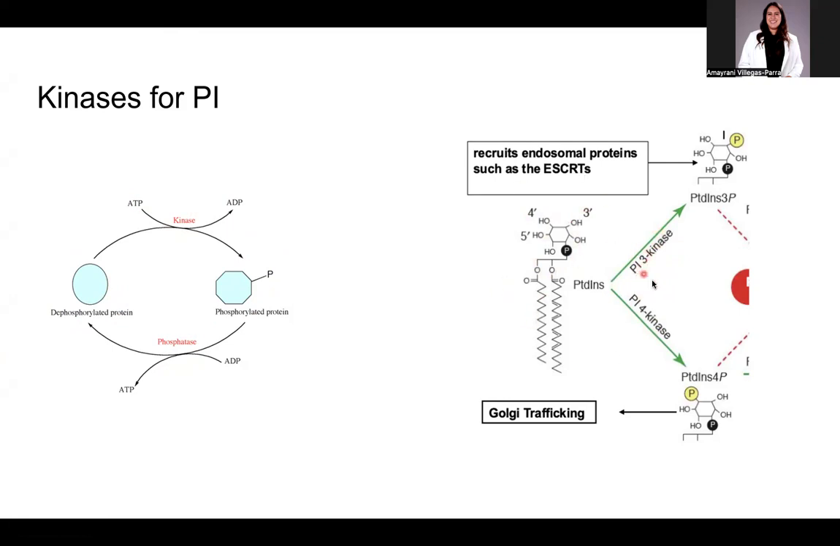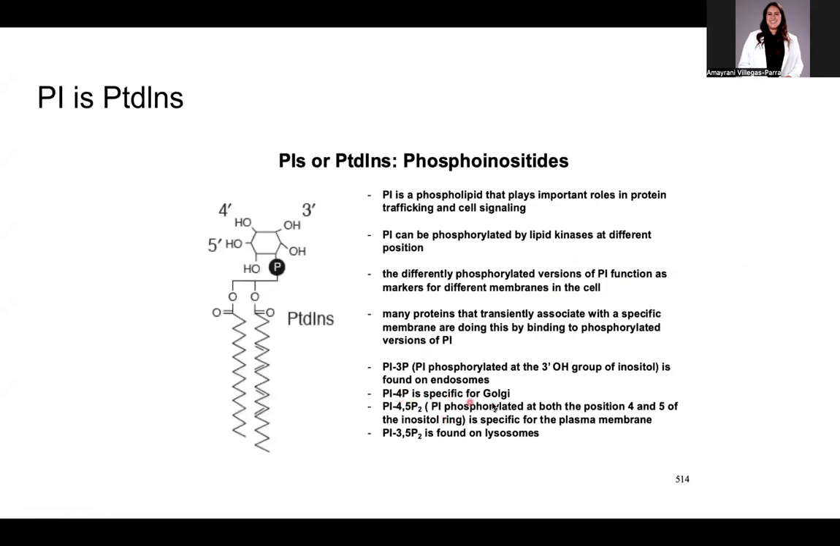This right here, the PI3 kinase, means it will phosphorylate position 3, carbon 3. And that is why you get this image here on the right, where you see a phosphorylation site at carbon 3. Now, there's another kinase called PI4 kinase that will phosphorylate position 4. This one's very commonly found at the Golgi, and it's known to be involved in Golgi trafficking. That is why Marcus mentioned PI4P is specific for Golgi. Yes, you can find it at the plasma membrane as well.